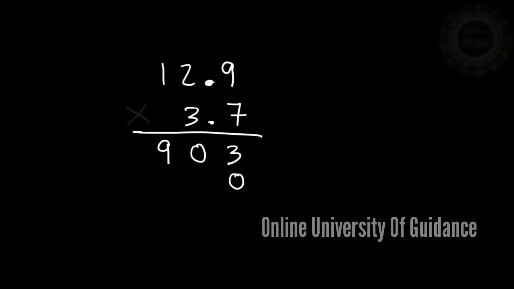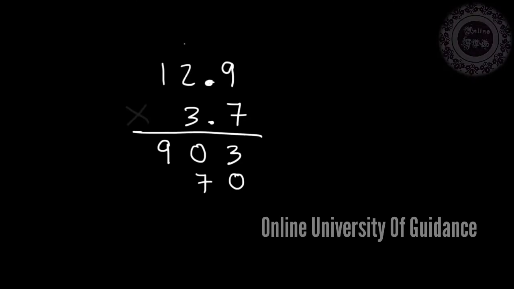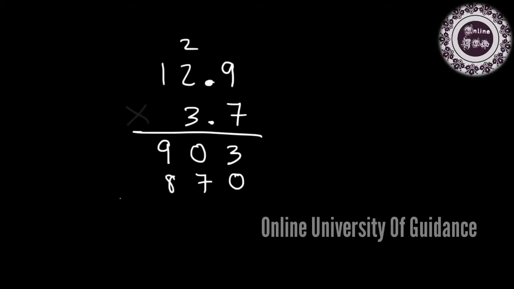So now we're going to multiply 3 times 9. 3 times 9 is 27. Let's carry over the 2. And then we'll multiply 2 times 3, which is 6, plus 2, that's 8. And then finally 1 times 3, which is just 3.